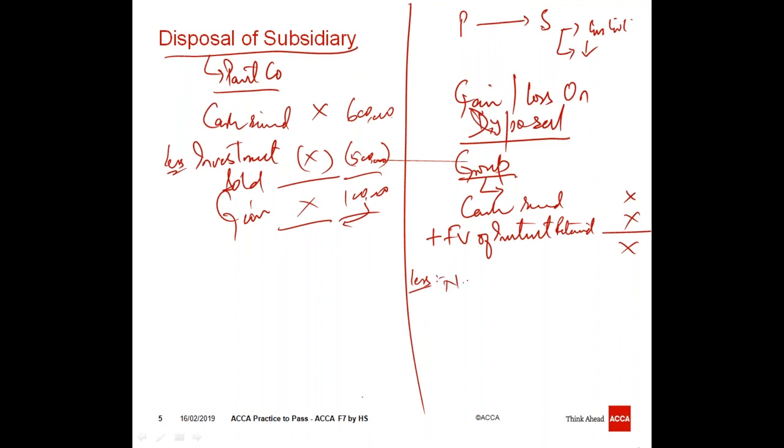Now you have to calculate the net assets of the subsidiary at disposal. So what is the total value of the subsidiary at the time of disposal? Plus we have to calculate the unimpaired goodwill in it. And finally, the NCI figure should be deducted from here. So this final answer should be deducted from here, and we get the gain on disposal.